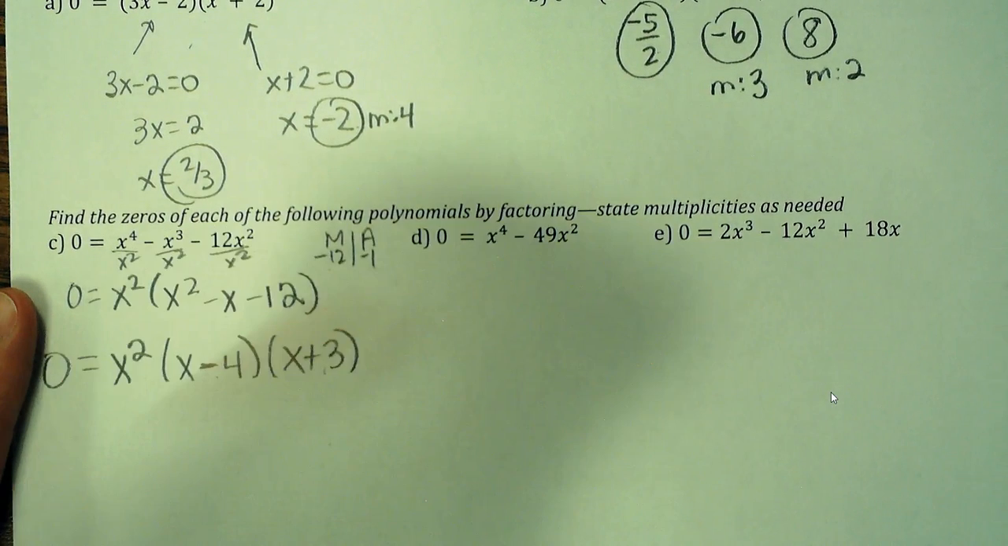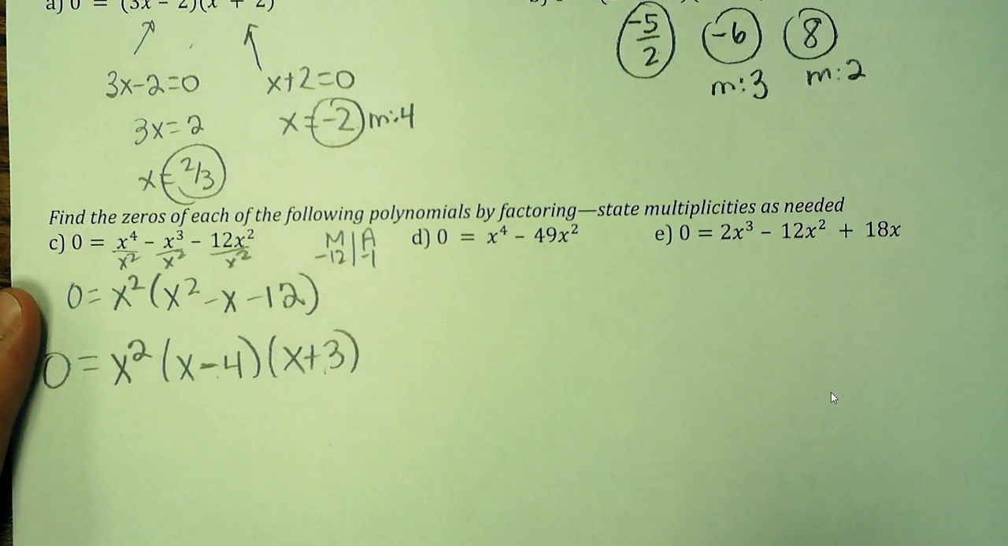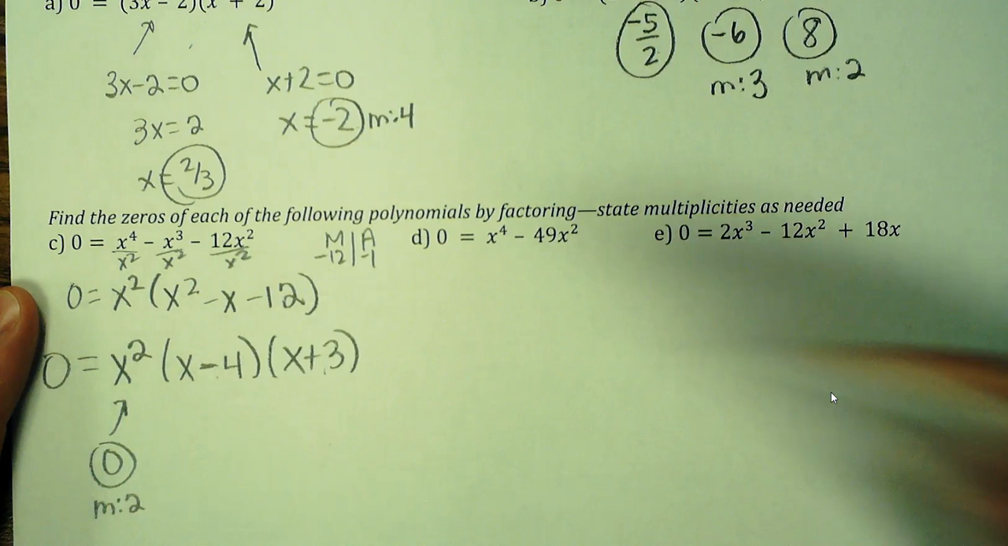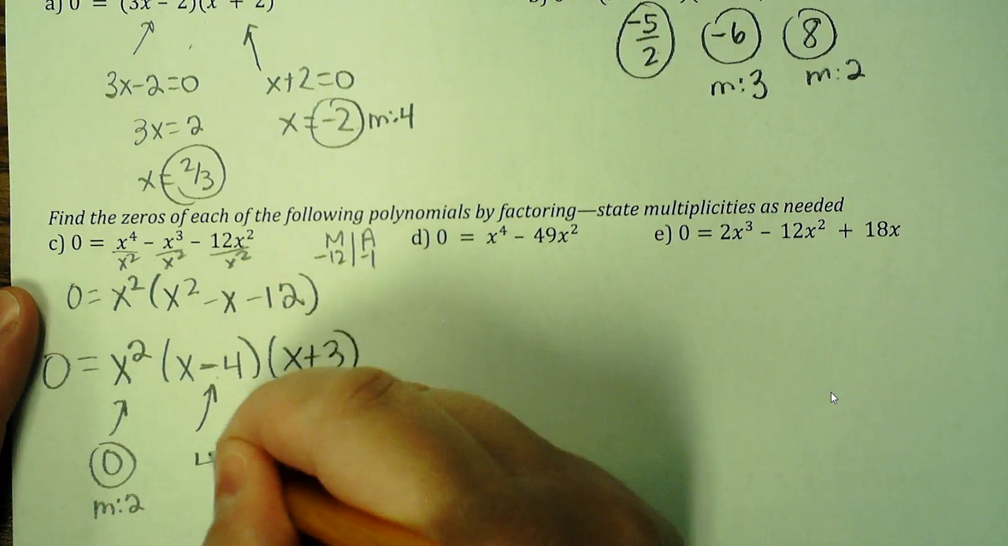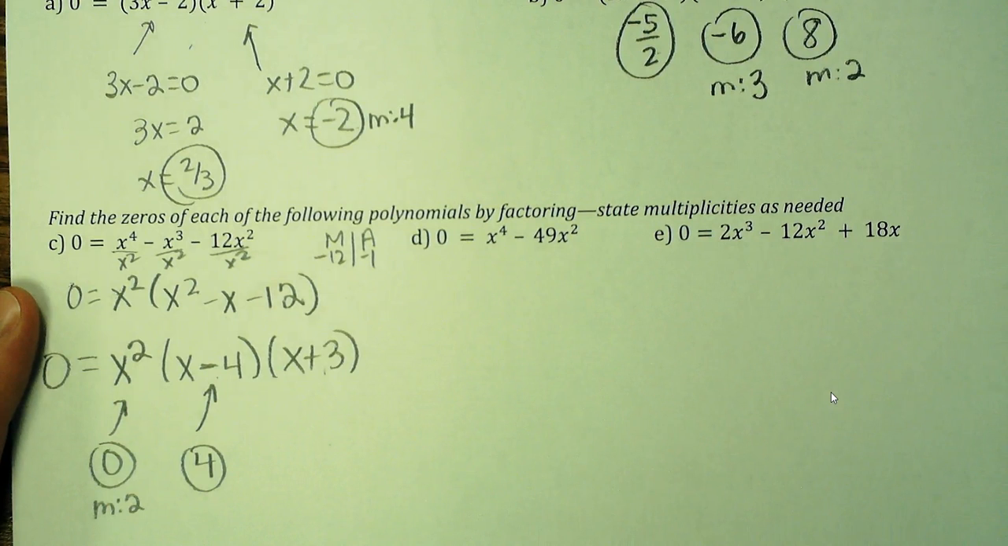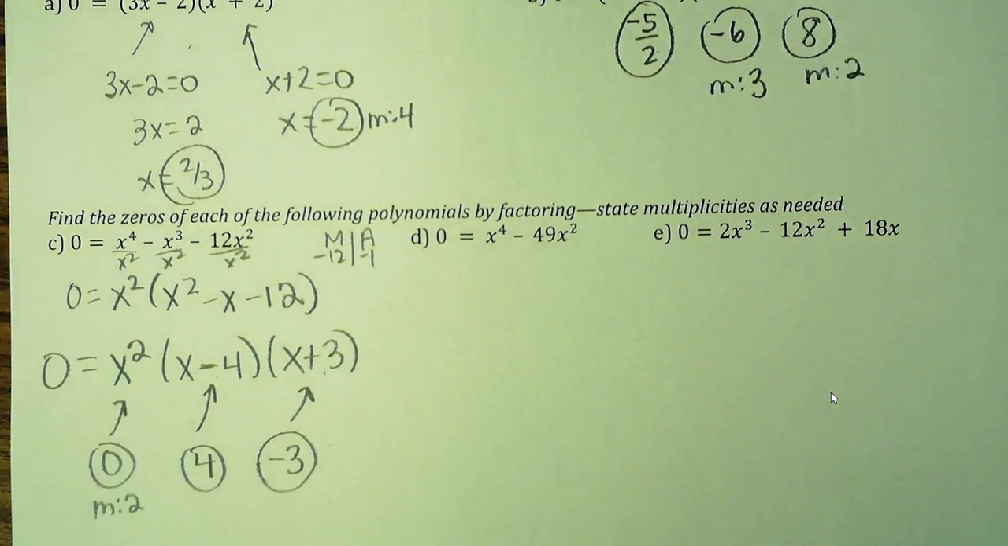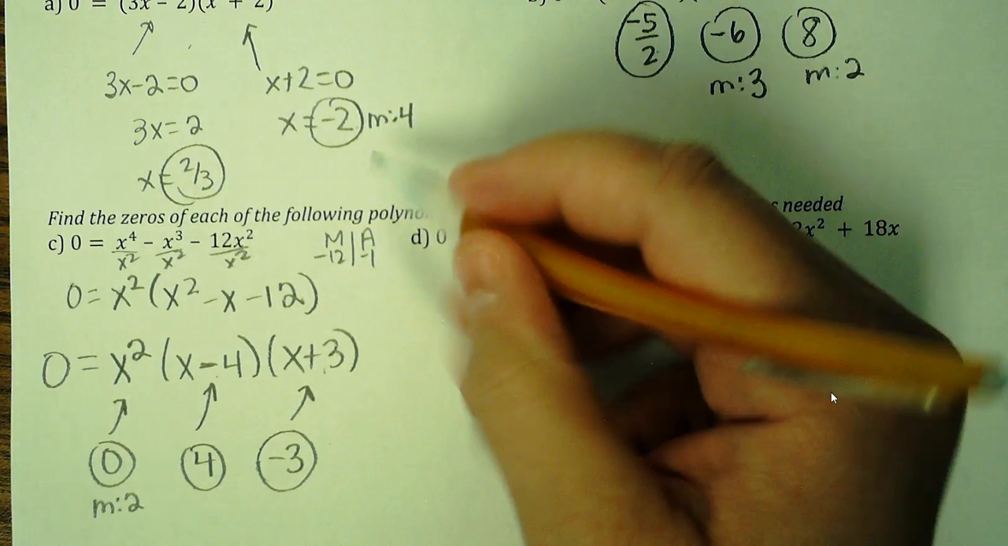Now, once we're in factored form, so much easier to solve. So this is 0. Multiplicity would be 2. This is just a plain +4. If we plugged in 4, that would give us 0. This is just a -3, no multiplicity because we don't have any exponents. So this question has 3 different answers. One of them has a multiplicity.